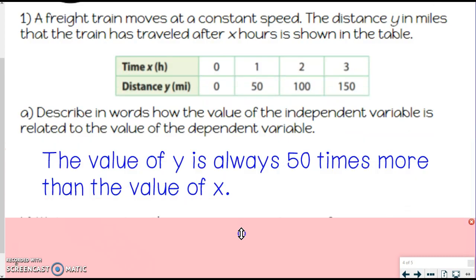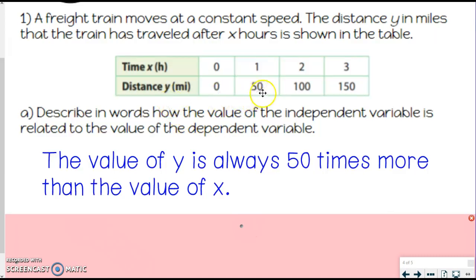So what we mean is, when you look at the value of y, so distance, it is always 50 times more, so times 50, than the value of x, which is time. So basically, if you take the time and multiply it by 50, you will get the distance. So you could use the wording value of y, value of x, or you could also say the distance is always 50 times more than the time. That's another way to say it instead of value of y and x. But either way, you're comparing the independent variable to the dependent variable. So that's how you describe it in words.